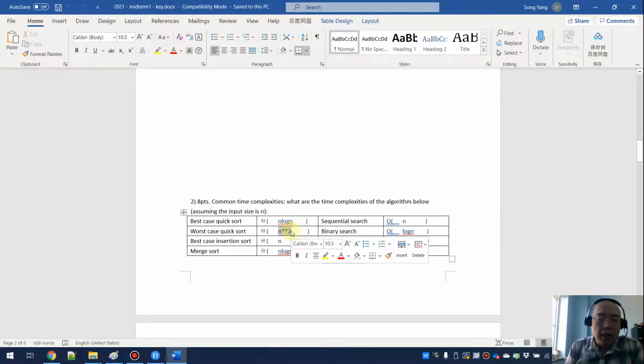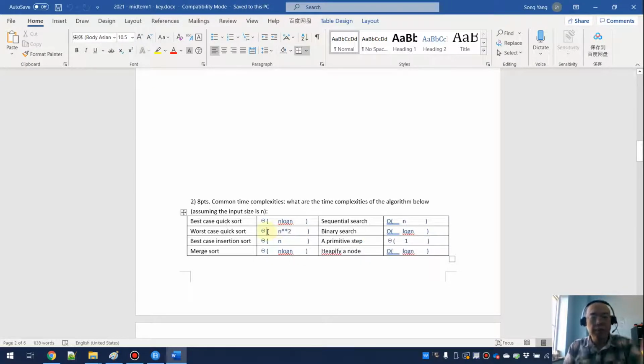And then every time we do a partition, we have 0 values on one side and n minus 1 values on the other side. So that's the worst case. So it will be n squared.